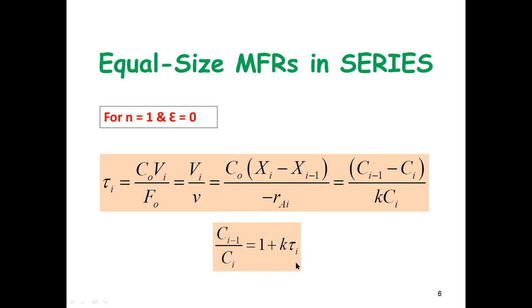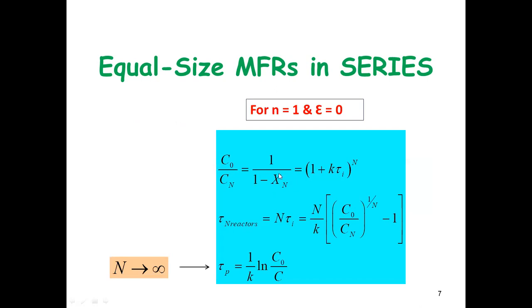Tau i is the residence time for each of the units, because now it's specific as i, so it's referring to the residence time in a particular unit. And since they are equal size, this residence time or time constant is just the same.